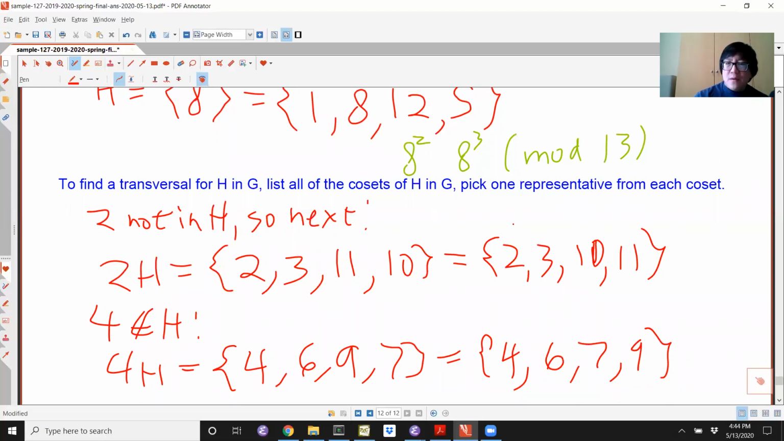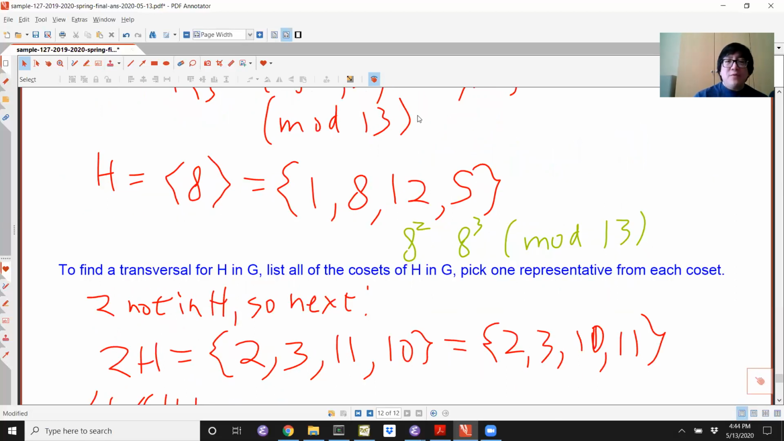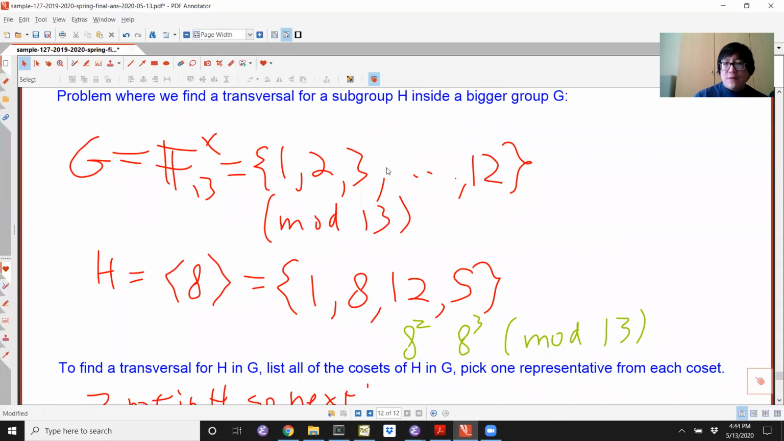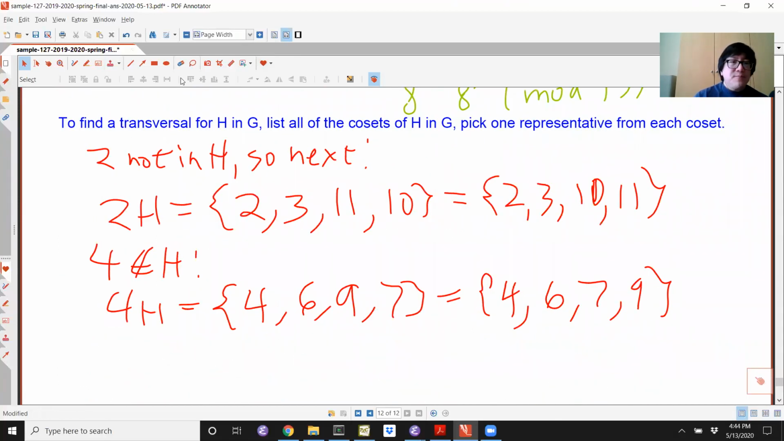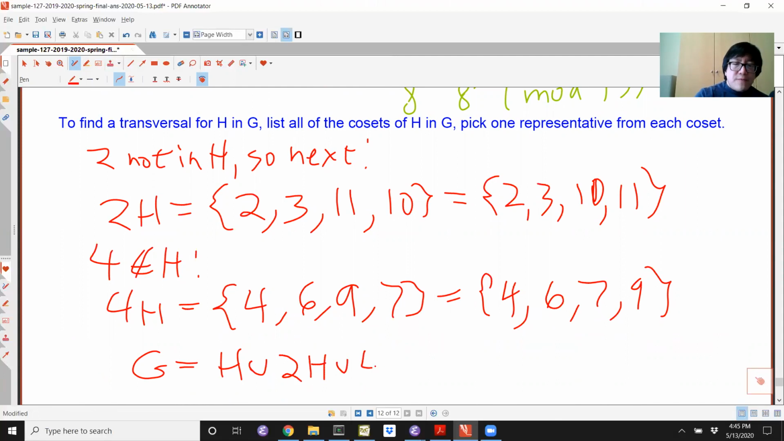And did we get everybody? Let's see. 1, 2, 3, 4, 5, 6, 7, 8, 9, 10, 11, 12. Yep, we now have every element of G. And so we see that G is equal to the disjoint union of H and 2H and 4H. I guess H you can think of as 1H. And none of those sets have any overlap, as we just saw.